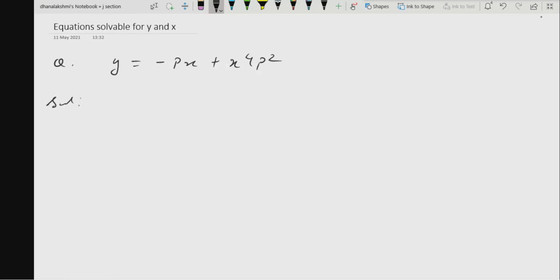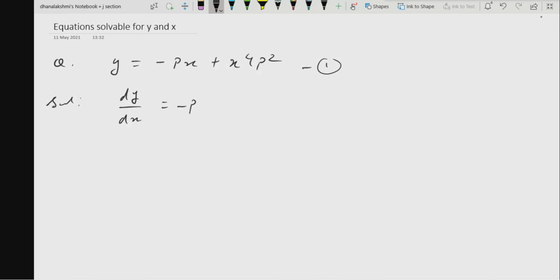As it is already given in the form of y is equal to f of x comma p, you can apply the method related to this one, equation solvable for y. So what you will do, let this be 1. Now you will differentiate this equation with respect to which variable? X. With respect to x, so that you will get dy by dx is equal to, now as you can see here you have two variables p as well as x, so you will get minus p.